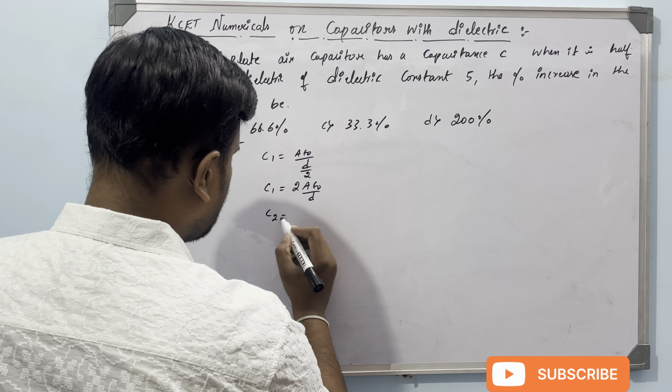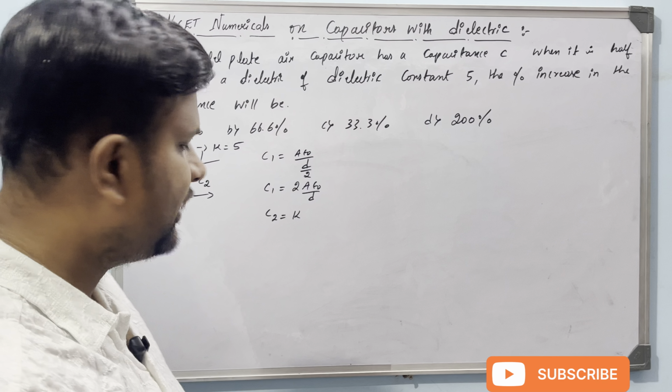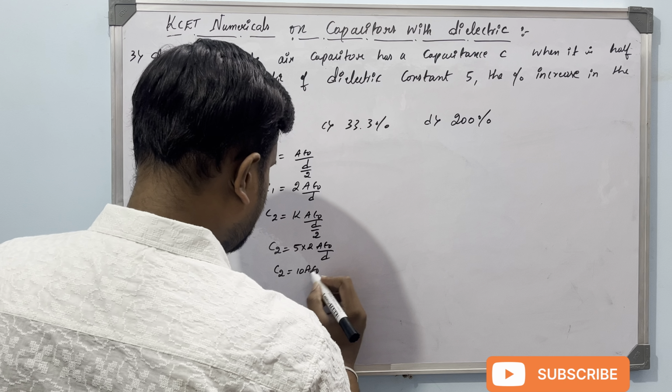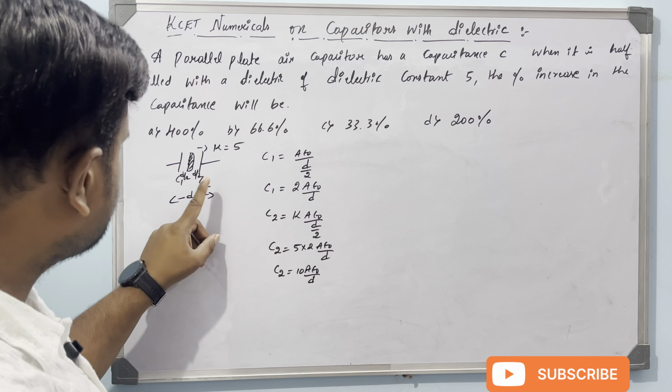Similarly, C2 is equal to K times, so K times means they are introducing the dielectric medium having the dielectric constant K. Okay, so K A epsilon naught divided by D by 2. Okay, so here C2 is equal to, what is K value? That is 5. Denominator of denominator becomes numerator, 5 into 2 A epsilon naught divided by D. Okay, so it will become C2 is equal to 10 A epsilon naught divided by D. Okay, see here, these parallel plate capacitors are both in series.